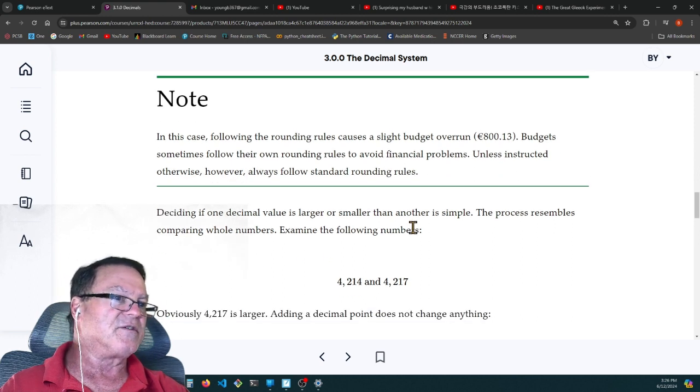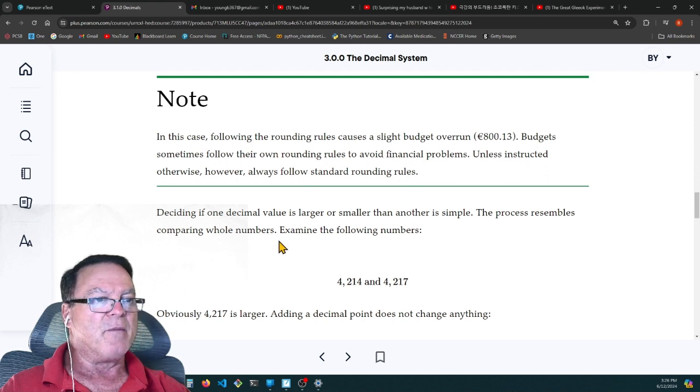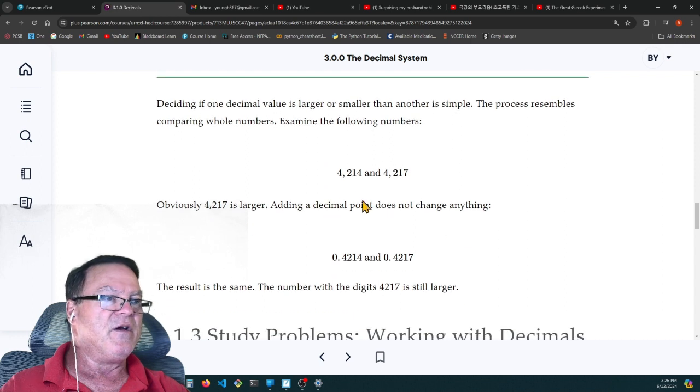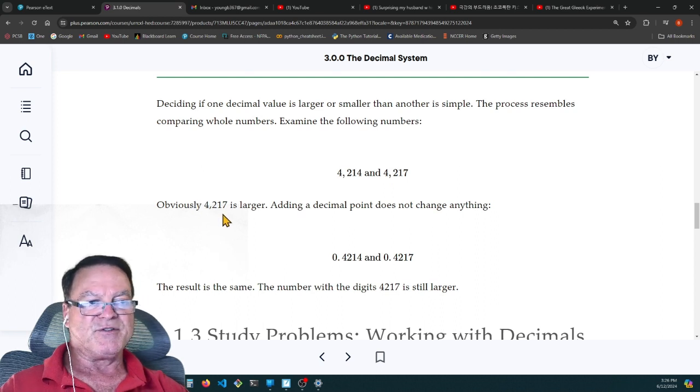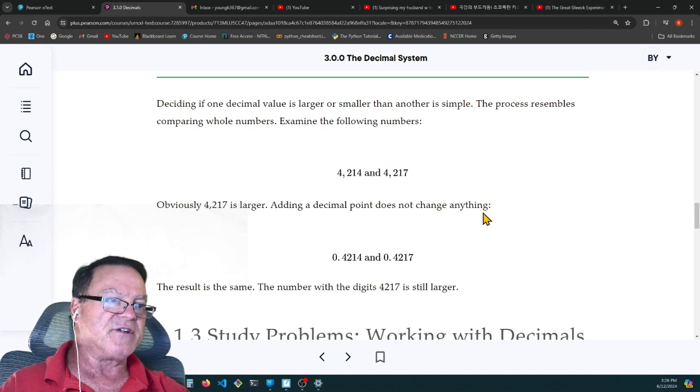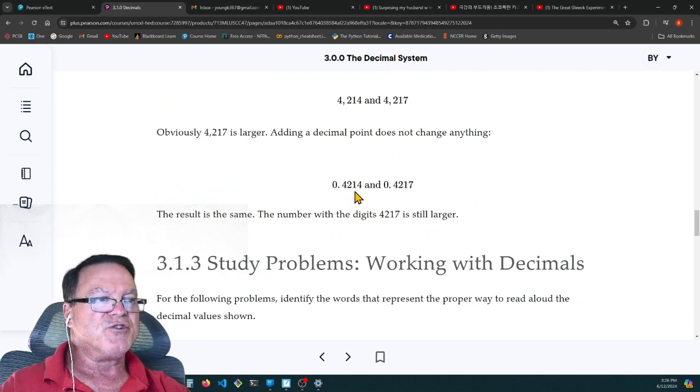Deciding if one decimal value is larger or smaller than another one is simple. The process resembles comparing two whole numbers. Examine the following numbers: 4,214 and 4,217. Obviously, 4,217 is larger. Adding a decimal point does not change anything. 0.4214 and 0.4217, the result is the same. The number with the digits 4, 2, 1, and 7 is still larger.